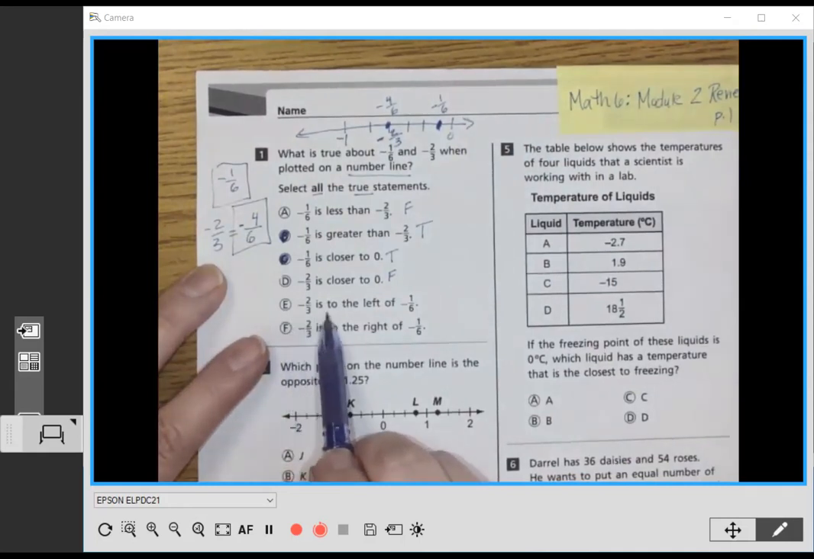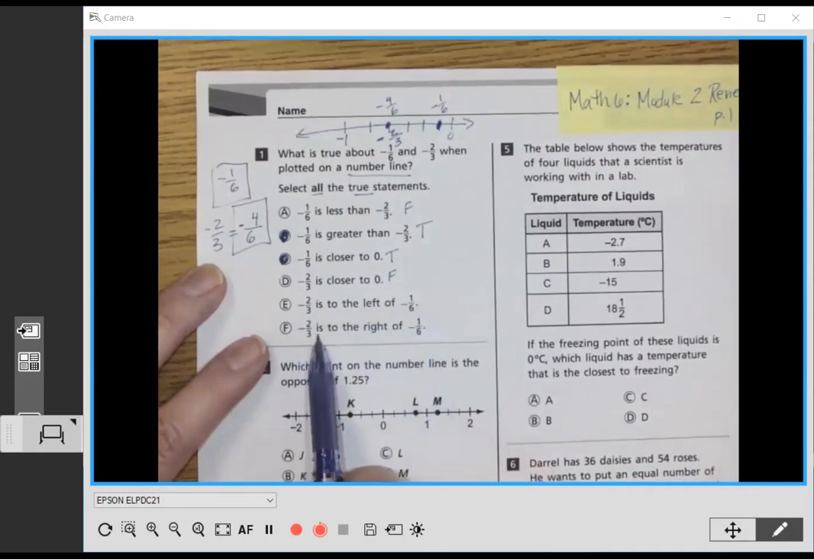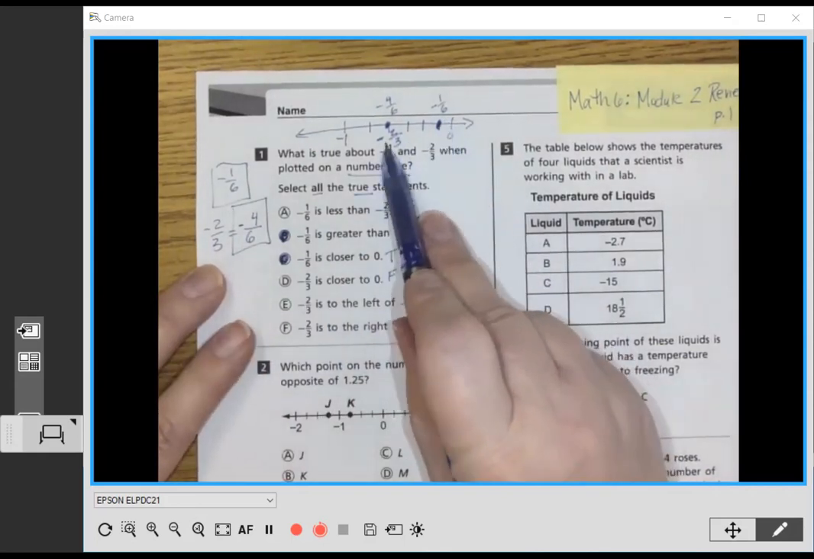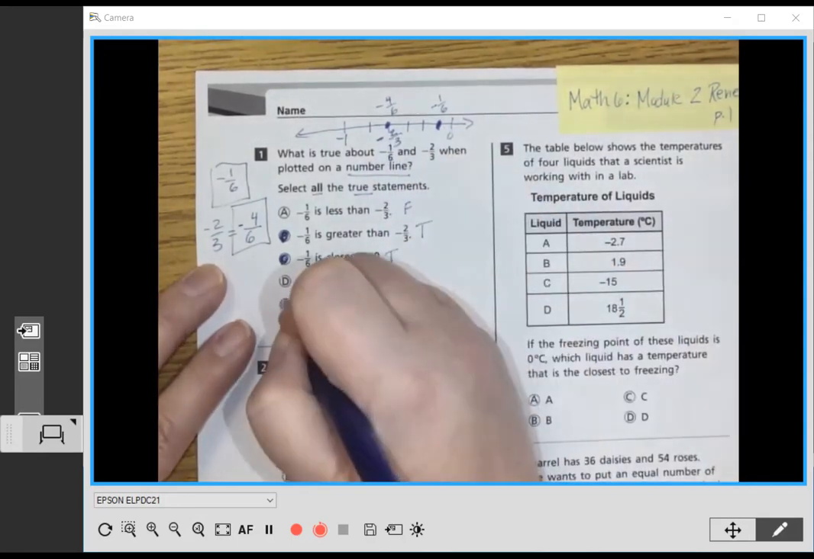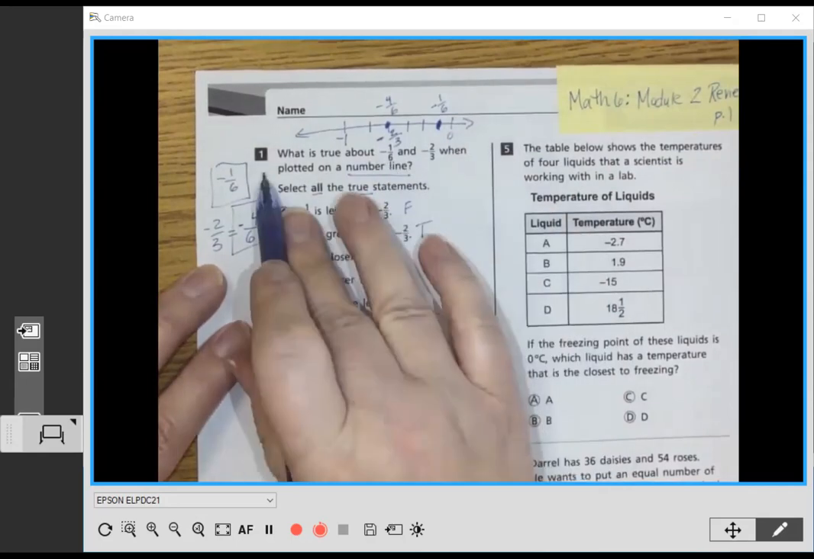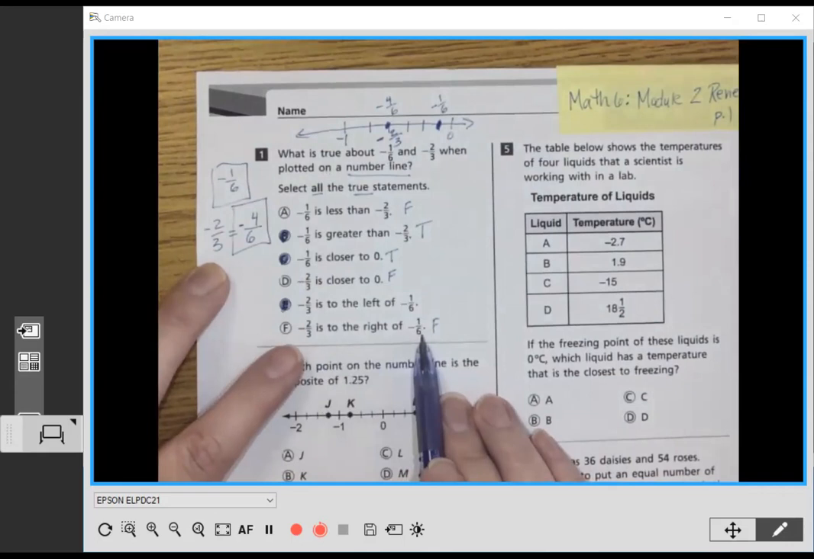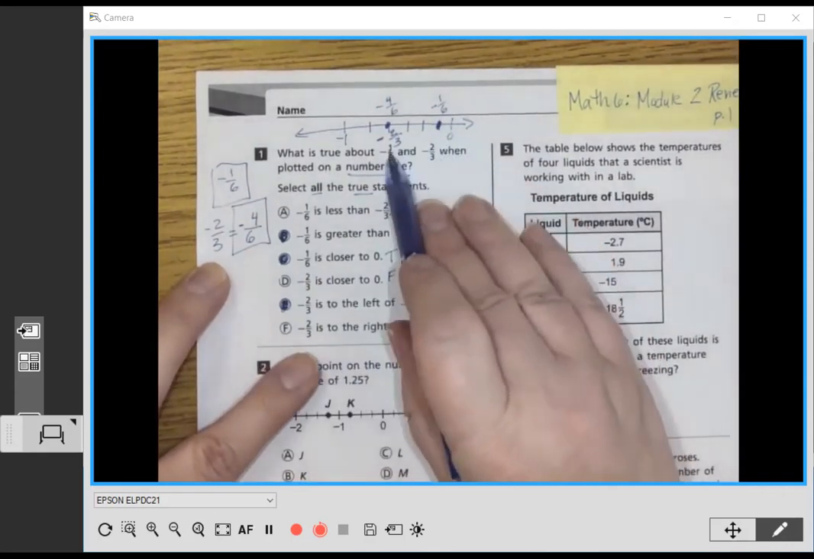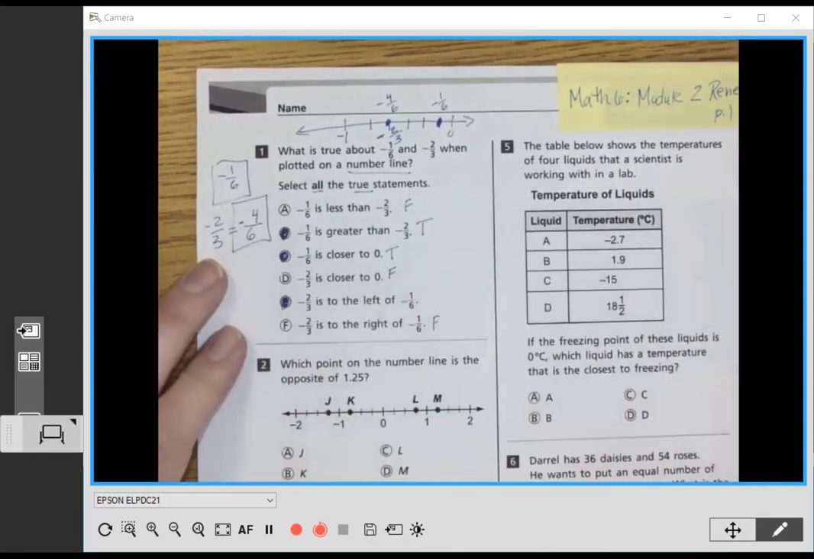And then letter E and F. Okay, it's either negative 2/3 is to the left of negative 1/6 or negative 2/3 is to the right of negative 1/6. So let's see which one is true. So here's negative 2/3. Here's negative 1/6. Negative 2/3 is to the left of negative 1/6. And that makes this false. Negative 2/3 is to the right of negative 1/6 is not true. So our answers were B, C, and E.